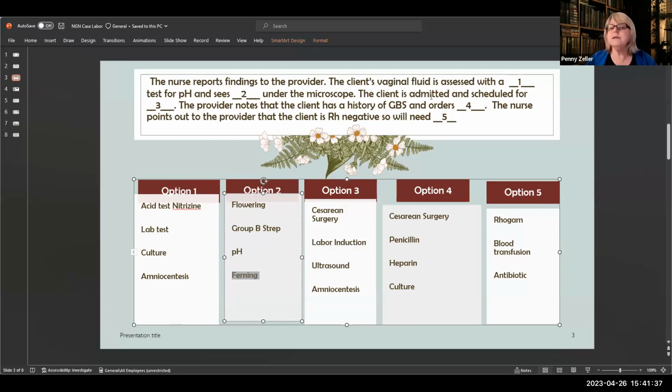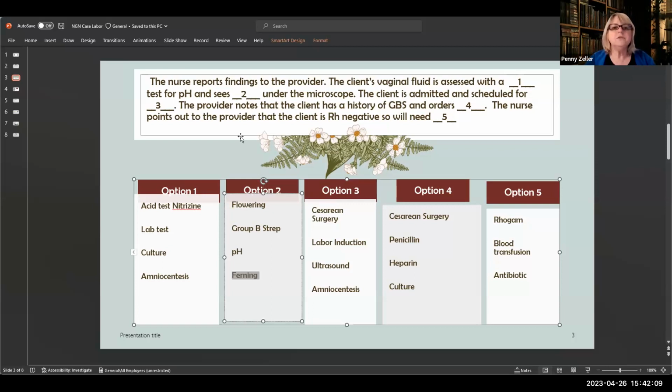And then the client is admitted and scheduled for what? Do you know what we would schedule her for? She's not in labor, but she's been leaking fluid all day. So she needs to have her baby delivered. A labor induction. Yeah, we need to get her started in labor. Her fluid's been leaking all day, and so her baby's susceptible to get an infection. So we need to go ahead and induce labor.